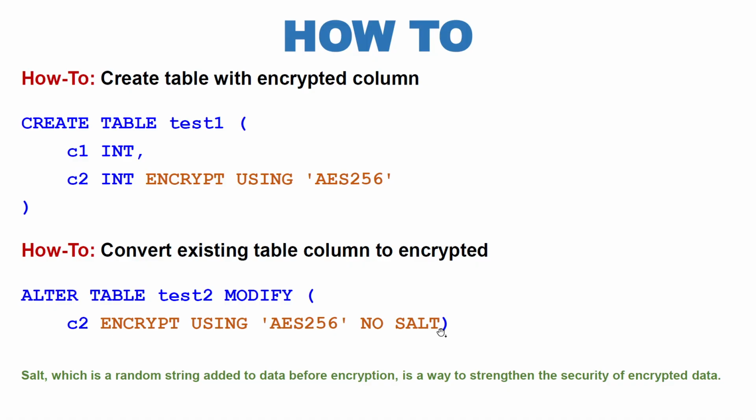Now you will ask me, what is salt? Salt is a random string added to data before encryption, a way to strengthen the security of encrypted data. Let me repeat again. If you don't specify anything, then the salt is default. So this particular column will use salt. This particular column will not use salt because we have specified no salt.